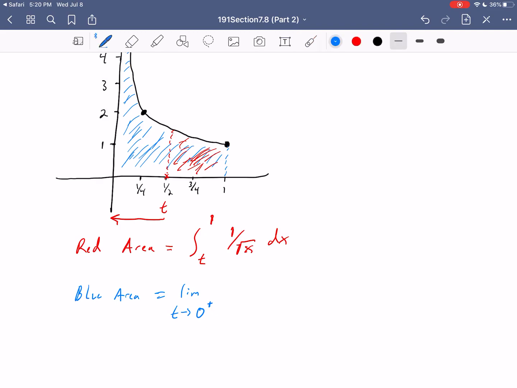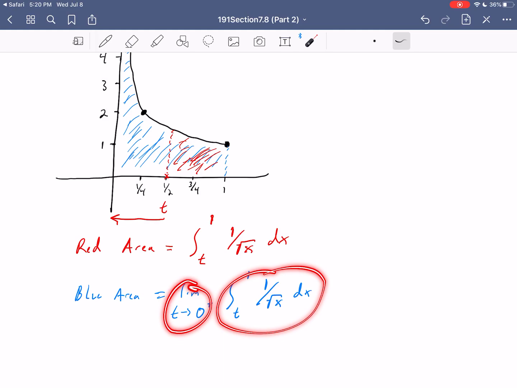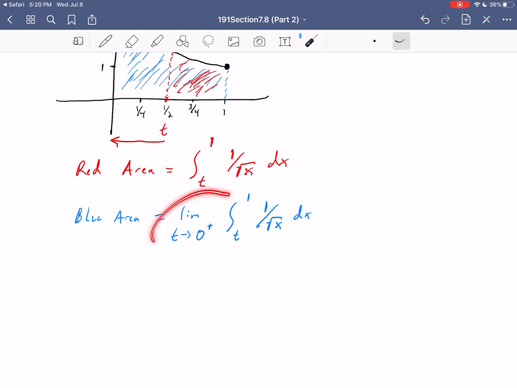And then we'd have our integral from t to 1 of 1 over the square root of x dx. So we can think about this area, finite or infinite, as the limit of this definite integral. Very similar to what we did with type 1s. Now we can actually figure out how to do this. So it would probably be helpful to recognize that this is the integral from t to 1 of x to the negative 1/2 dx.